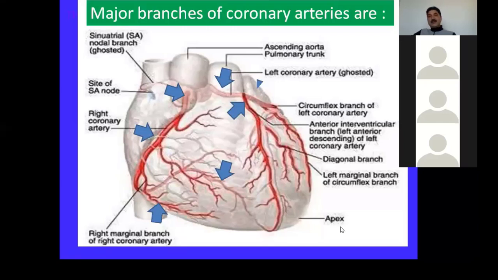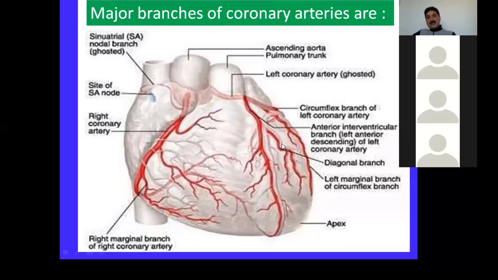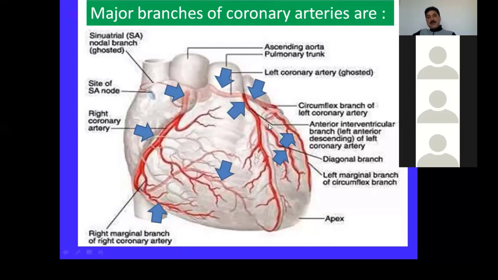Then the second large branch we call the circumflex branch of the left coronary artery. So the left coronary artery divides into two major branches, left anterior descending and circumflex. Now the circumflex enters the posterior or inferior part of the atrioventricular sulcus. From the left anterior descending, we can have a diagonal branch, and from the left circumflex branch, the left marginal artery. So like the right marginal, we have the left marginal. This left marginal is branched from the left circumflex coronary artery.